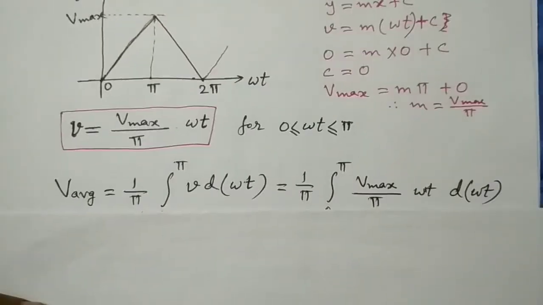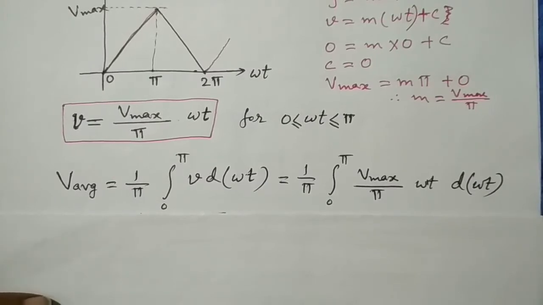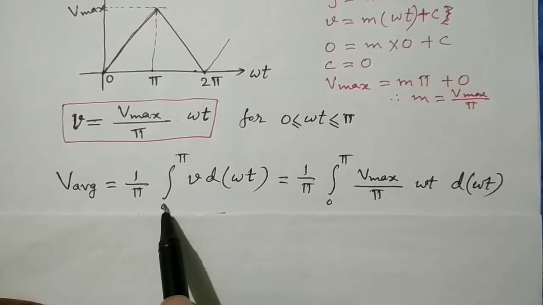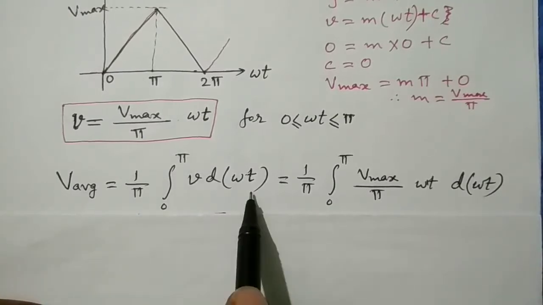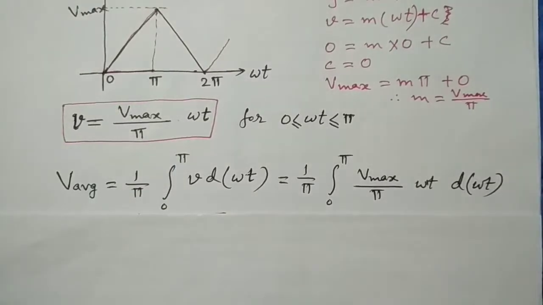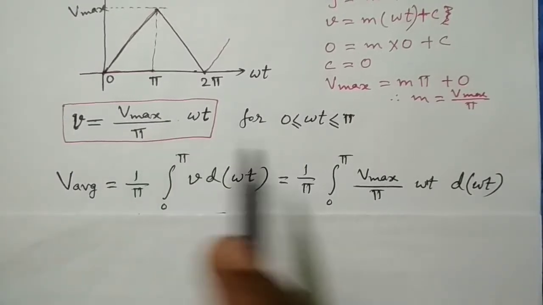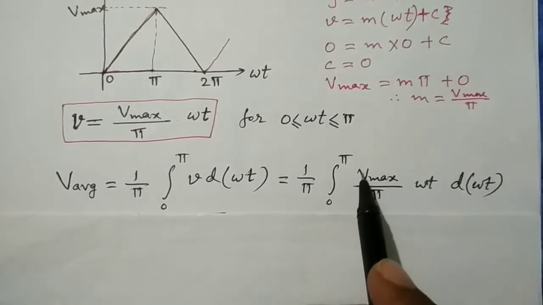Now to find the average value, first of all we'll find the area of the half cycle and then we will divide it by its base length. So to find the area of the half cycle, we integrate the instantaneous voltage with respect to omega t within the range 0 to pi, and then we will divide this value by its base length, that is pi. So it is 1 upon pi. Instead of v, we write Vmax upon pi into omega t. So Vmax upon pi into omega t d omega t. Now this value is constant.